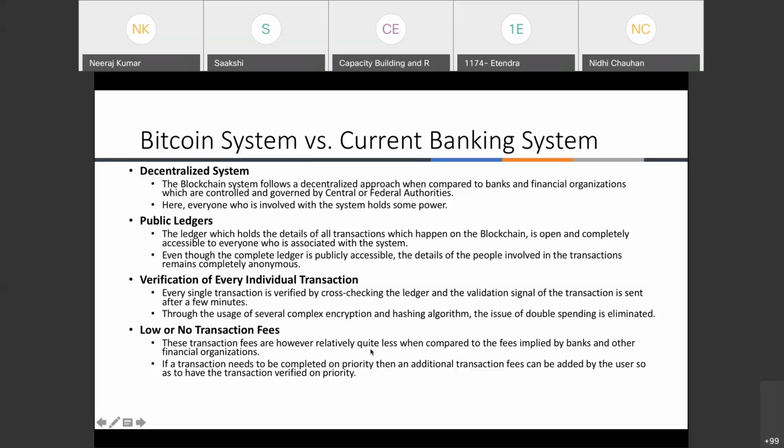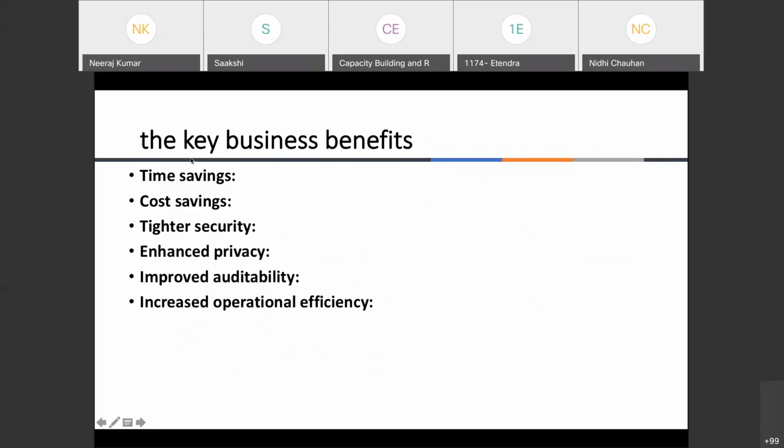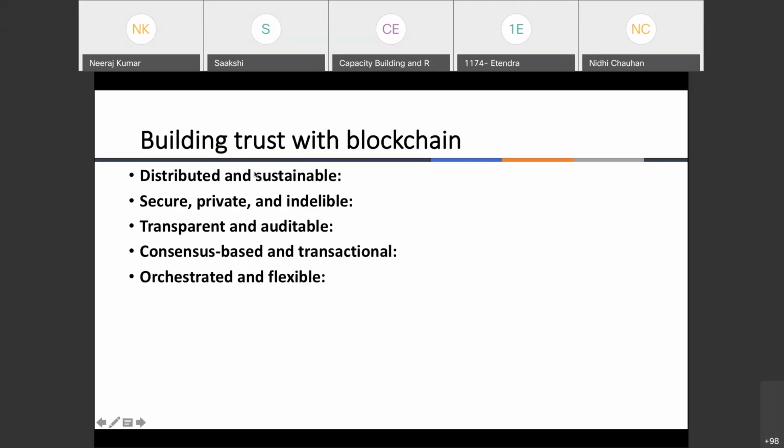So if a transaction needs to be completed on a priority basis, then an additional transaction fee can be added by the user so as to have the transaction verified on a priority basis. I mean to say here, the key benefits of using blockchain technologies are that it is time saving, it's cost saving, it has more security and privacy, it improves the auditability, and it increases the operational efficiency of the current banking system using a distributed and sustainable ledger mechanism, which is secure, private, and immutable.